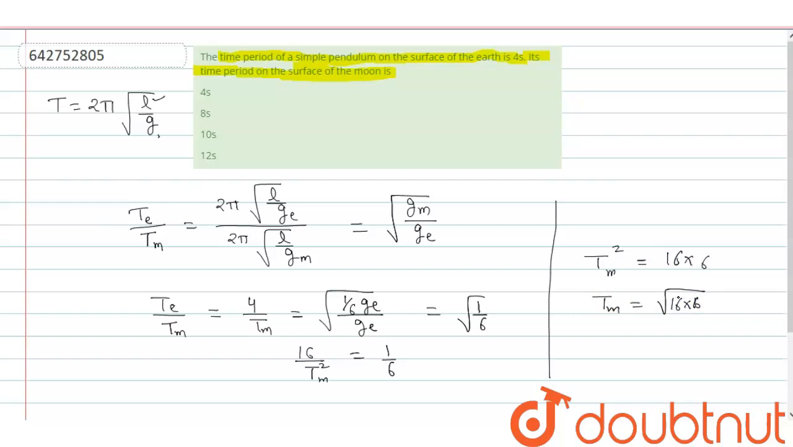So it becomes 4 multiplied by root 6. So the value will become 9.79. So approximately it is 10 seconds. So the time period on the surface of Moon is 10 seconds. So we can say that option number 3 is correct.